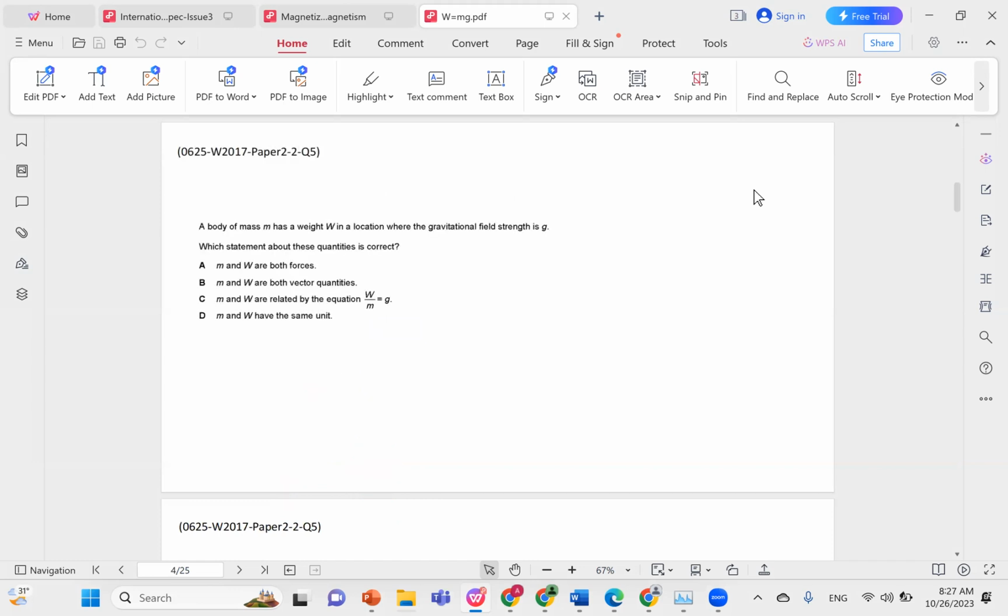A body of mass M has weight W in a location where the gravitational field strength is G. Which statement about these quantities is correct? So again, let's write W equals mg. M and W are both forces. This is not true. W is a force, but M is not. M and W are both vector quantities. Again, not true because M is a scalar. It does not have a direction. There is no such thing as saying I have a mass of 50 kilograms to the right or to the left, for example.